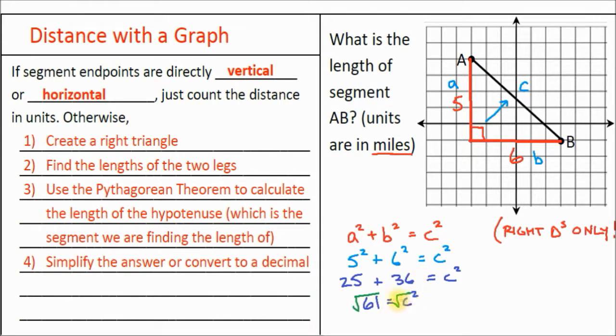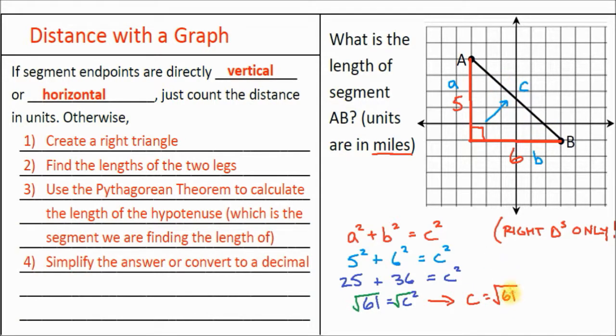The cool part is the square root cancels the square. So these two basically cancel each other out. A square root undoes an exponent of 2, or a square. So then we're just left with c on this side. Let's wrap this up. I'll put an arrow here so you see, this means that c is equal to the square root of 61. So we have figured out the length of the segment AB. It is equal to the square root of 61.